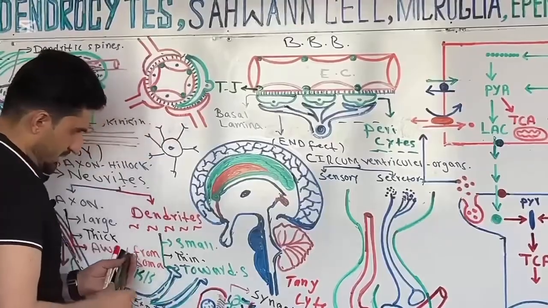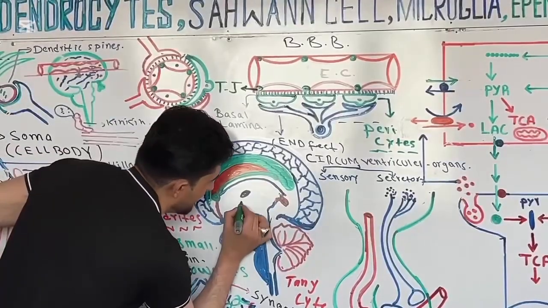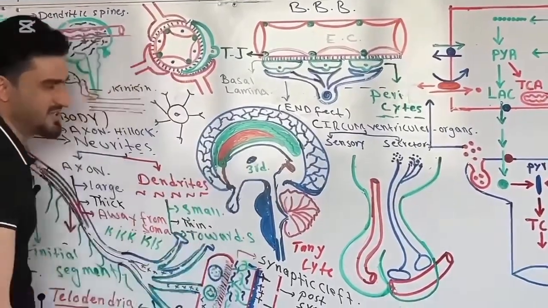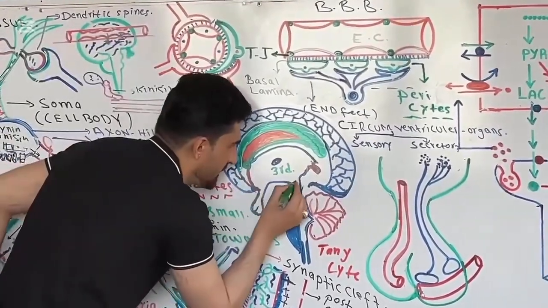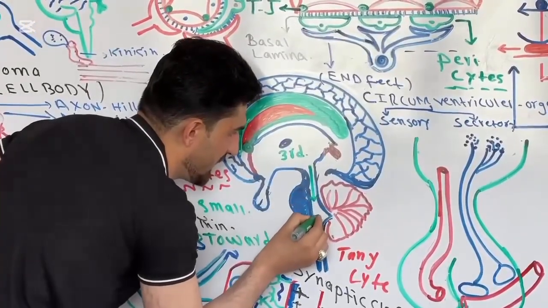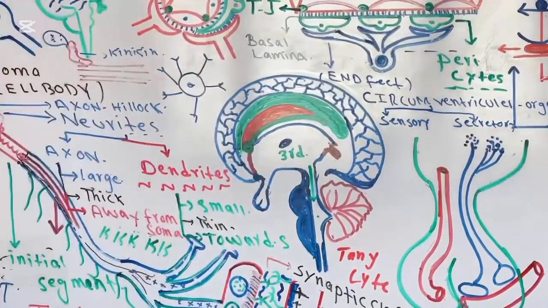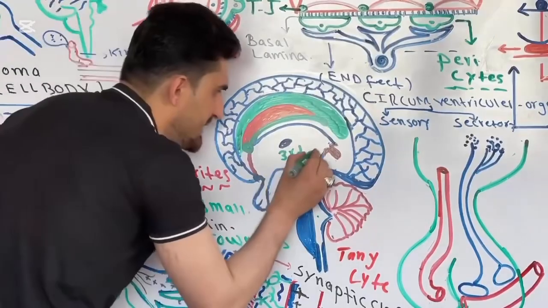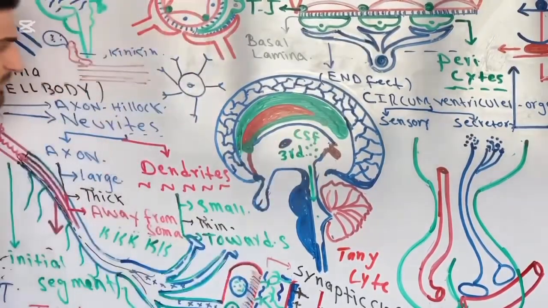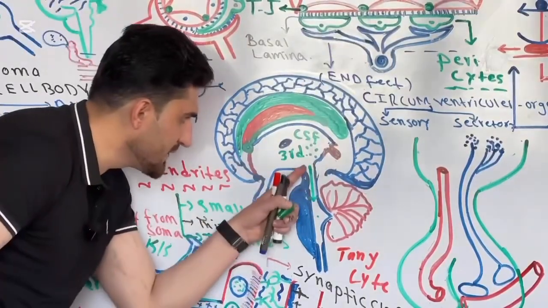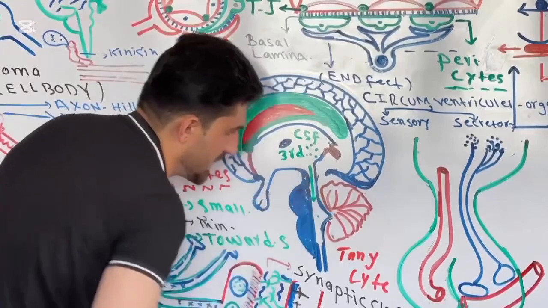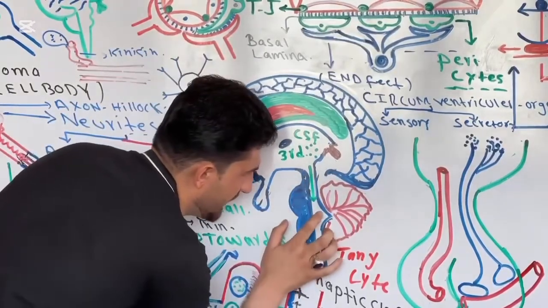Here is an area. This is the third ventricle. Here is a little bit large. From here there is an area between the fourth ventricle and the third ventricle, and the CSF, cerebrospinal fluid, passes through this area. This is called the cerebral aqueduct. So this is the fourth ventricle.